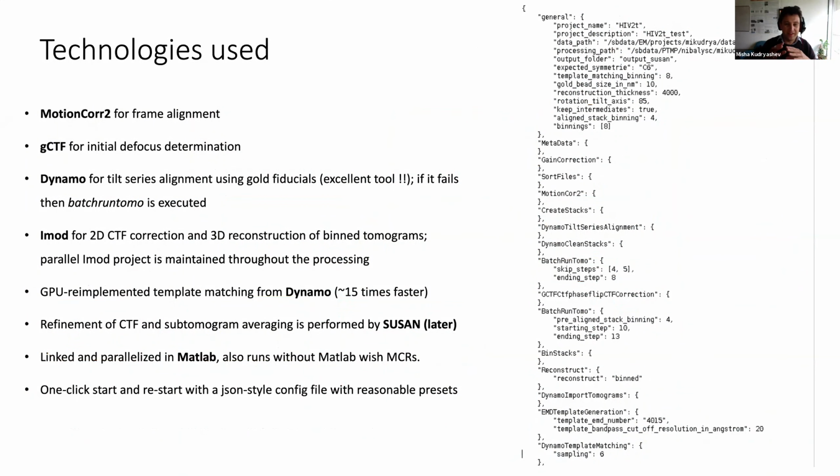He programmed a config file in the JSON format, and then he makes one block of steps after another. It has default parameters, and it mostly works. As a highlight, there is a new functionality in Dynamo for tilt series alignment using gold beads, and it's scriptable, so it works very well. Excellent tool. It does fail from time to time, but if it does fail, we know that it fails, and then we run another solution instead from IMOD.